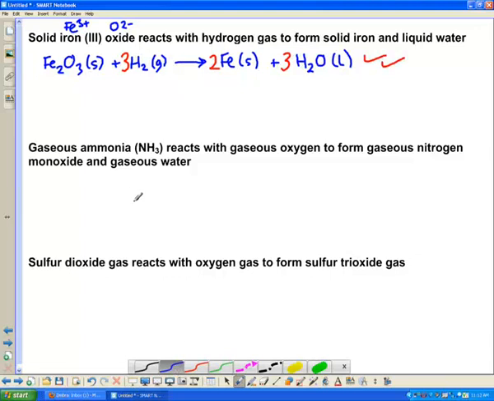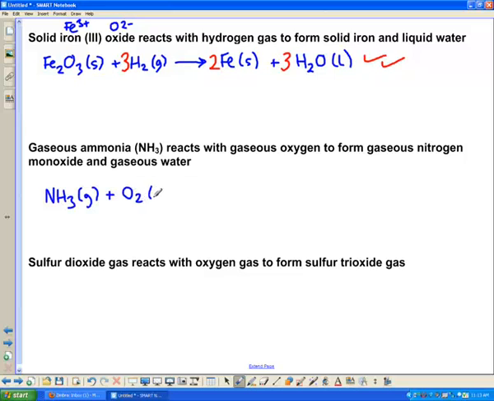Ammonia. In some cases, the question will give you the formula of a molecule because you may not necessarily know it. Ammonia, but gaseous ammonia, so NH3 gas, reacts with gaseous oxygen to form gaseous nitrogen monoxide. Now this is a naming issue again. Nitrogen monoxide, mono meaning 1, so there's 1 oxygen. If there's nothing in front of the nitrogen, it means there's 1 nitrogen as well, so therefore NO plus H2O gas.